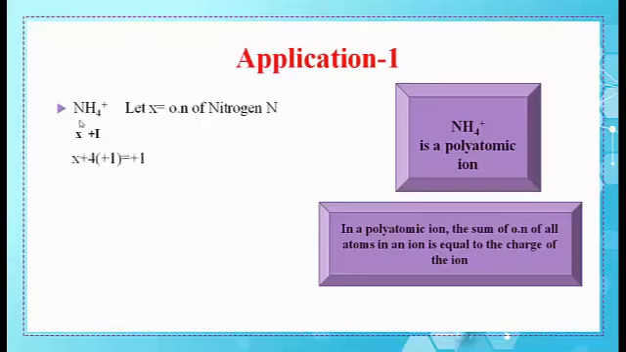Then we say that we have only one nitrogen atom multiplied by its oxidation number, which is X, plus 4 hydrogen atoms multiplied by the oxidation number of hydrogen, which is +1, equal to the charge of the ion, which is +1. We find that X is equal to -3 and the oxidation number of nitrogen is -3.